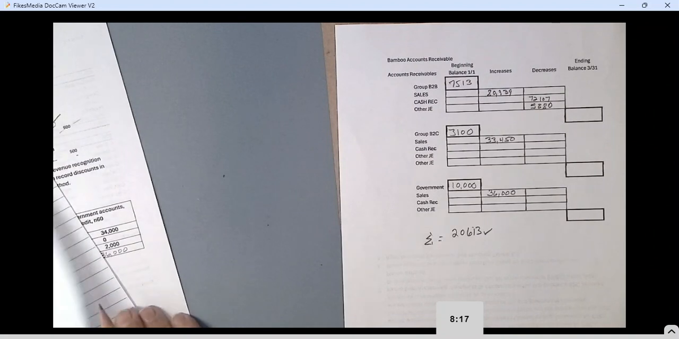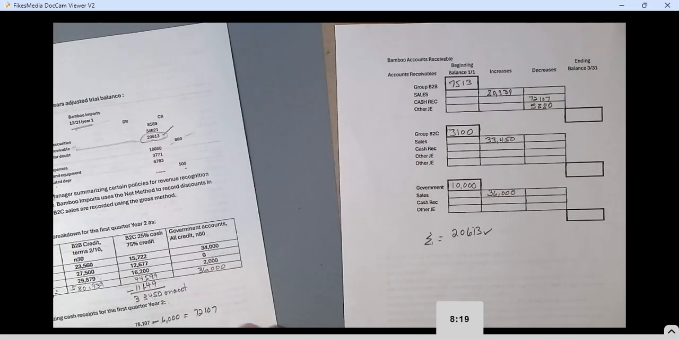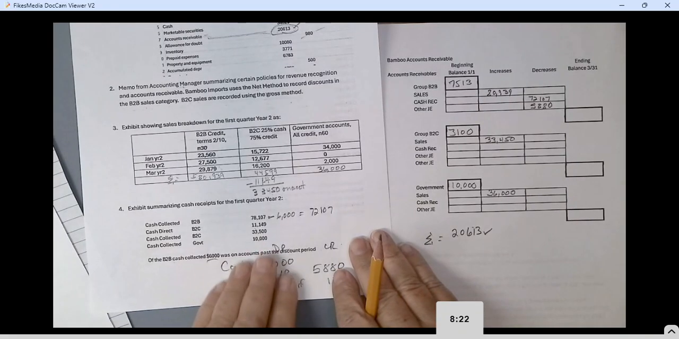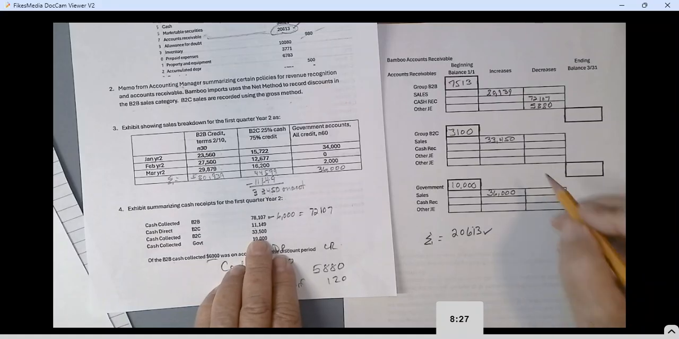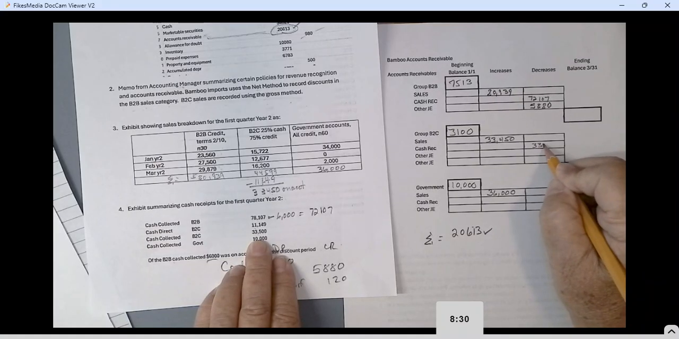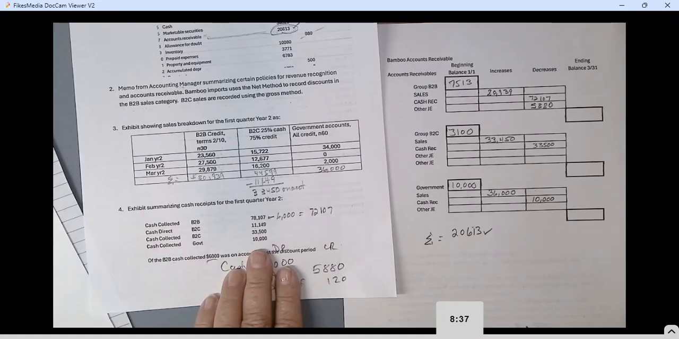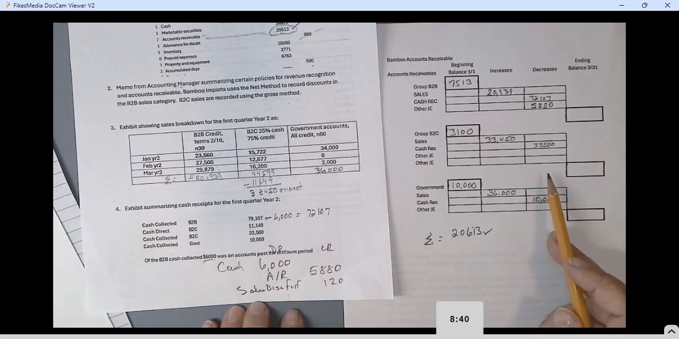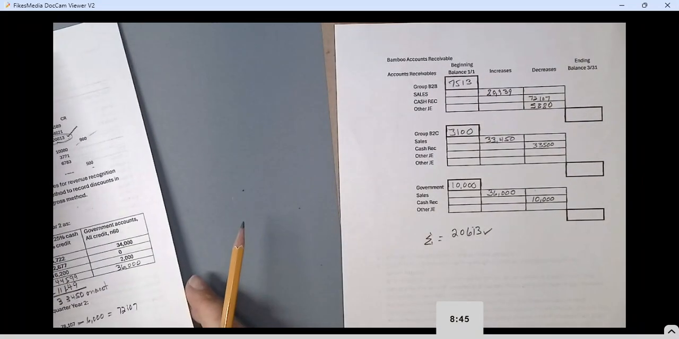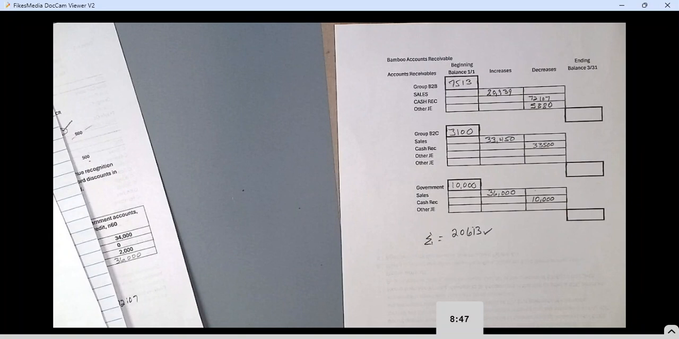Now I have cash receipts. Let me see. Cash receipts of 33,500 and 10,000 for government. I have a few adjusting entries to make. Let's see what my adjusting entries are. So it looks like I have my cash in here. All right.